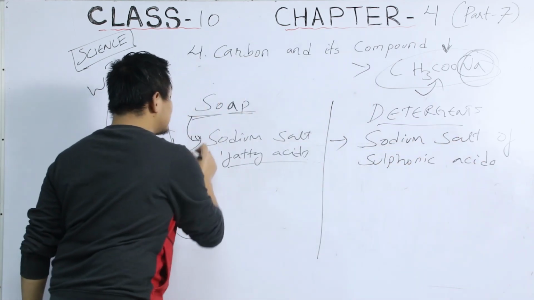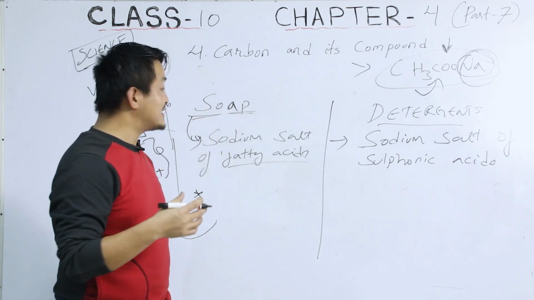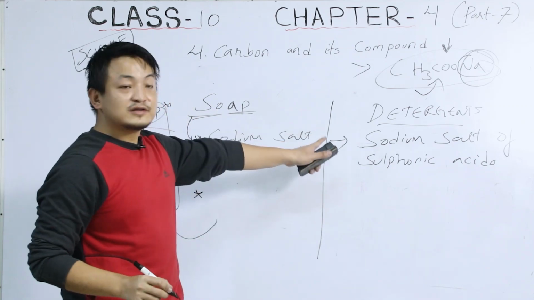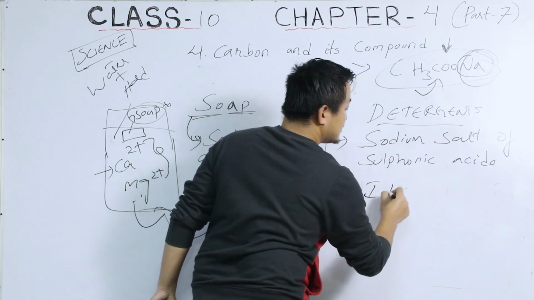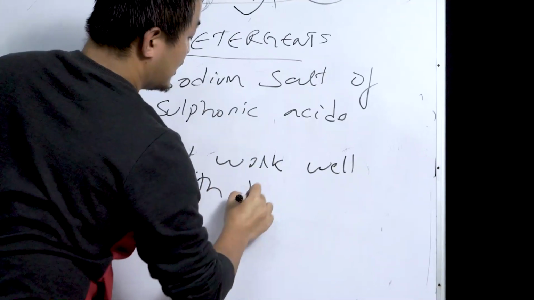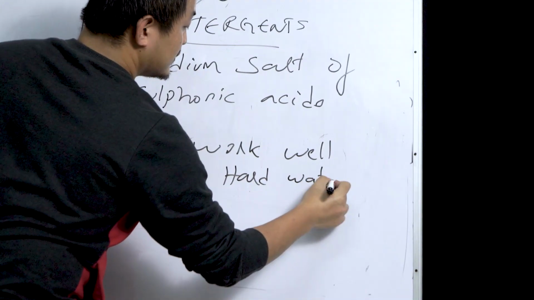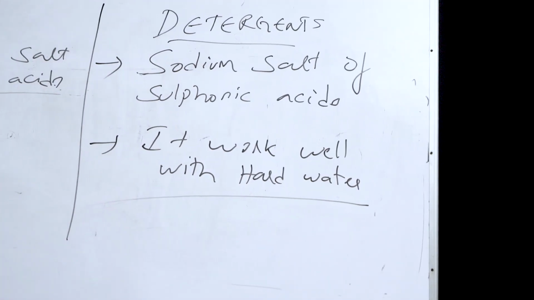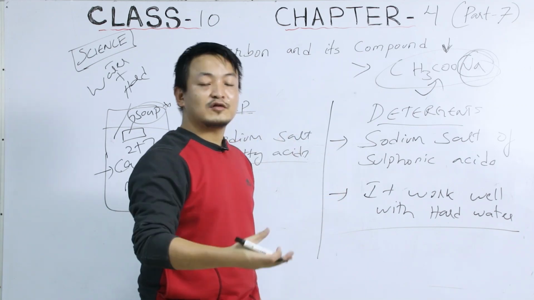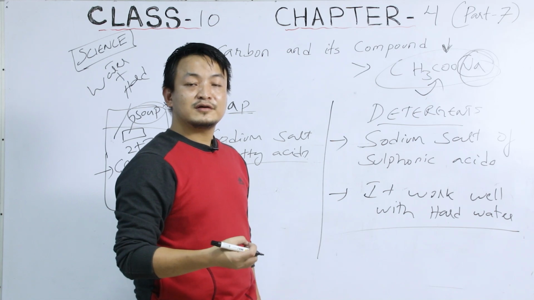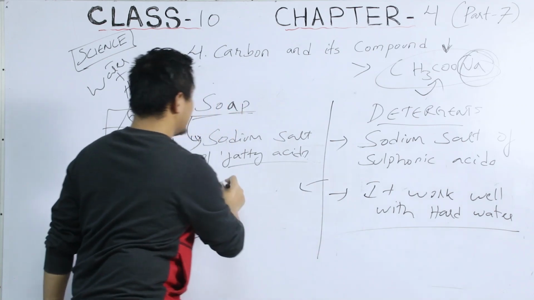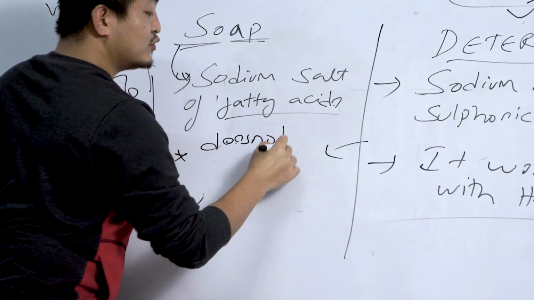Now what did I say about soap with water? I said that it does not work well with hard water. But what about detergent? It works well with hard water. And that you know, right? If in a bucket of water you put some detergent, it will dissolve, right? You will see bubbles coming out. So we say that it works well with hard water, unlike soap, which does not work well.